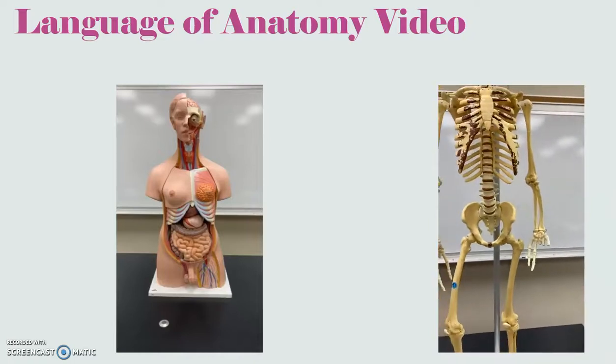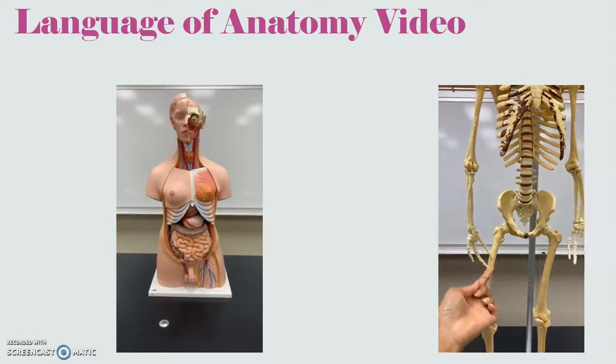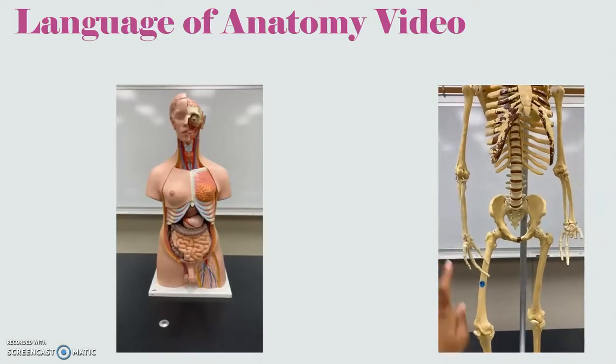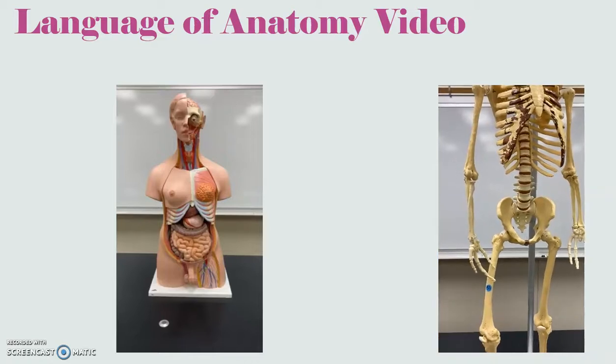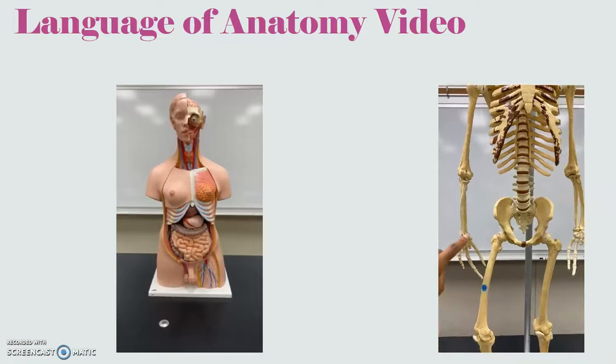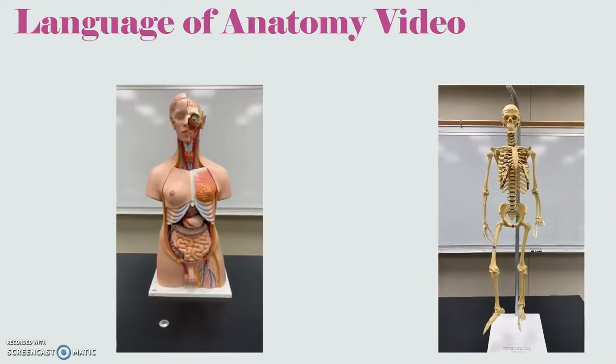Our wrist will now become proximal in comparison to our phalanges, the fingers. So the wrist is proximal to the phalanges. We can reverse that. The phalanges are distal in comparison to the wrist. So that's proximal and distal, superior and inferior.